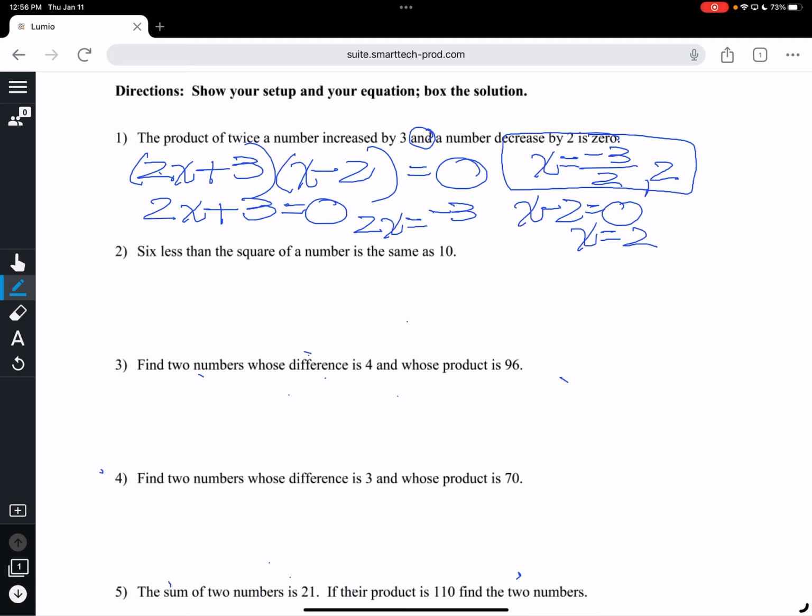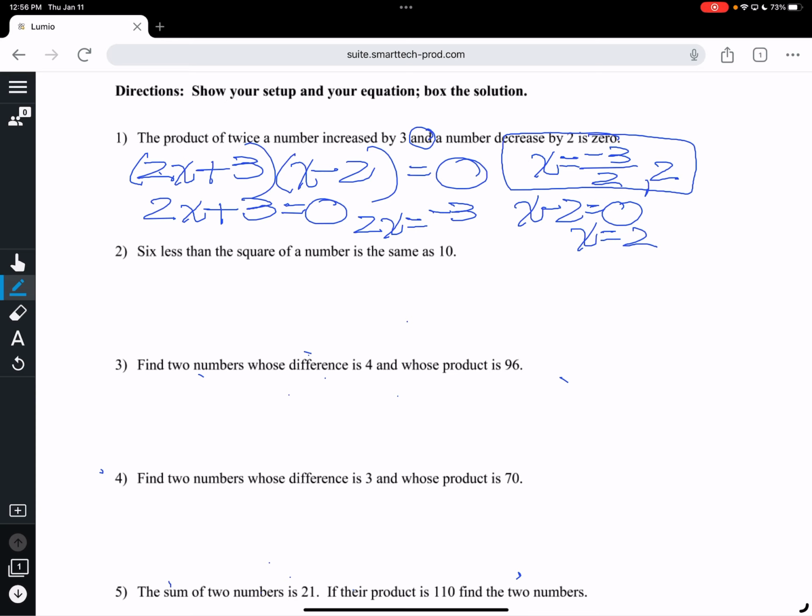So, do you see how we set up number 1 and how we got the answer? x equals negative 3 over 2 is one of our answers, as well as 2. Those are the two numbers. You left off the over 2.